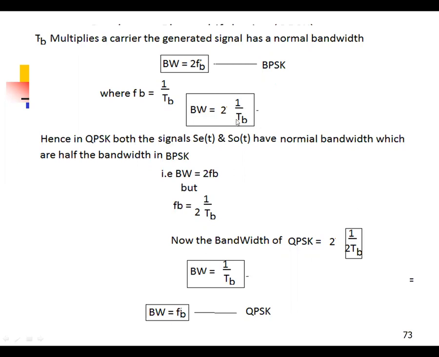What is the difference between BPSK bandwidth and QPSK bandwidth? It is 2FB for BPSK, and FB for QPSK. So the bandwidth is reduced by 50%. Okay, so this is the concept of bandwidth. Bandwidth of BPSK is 2FB, bandwidth of QPSK is FB. Please note that.